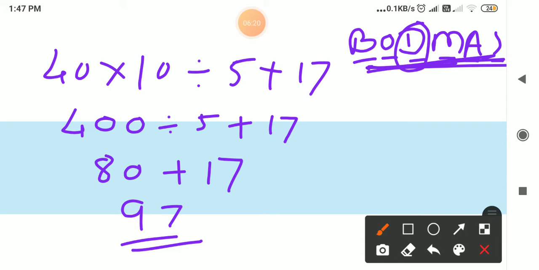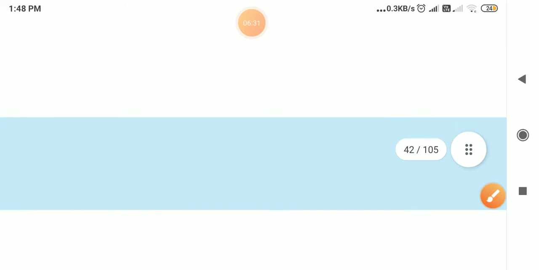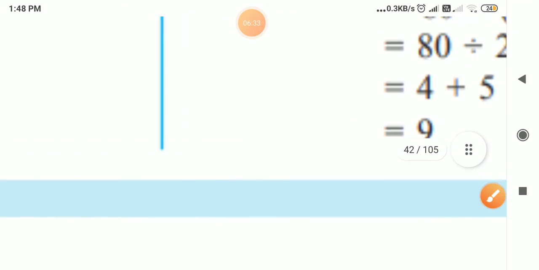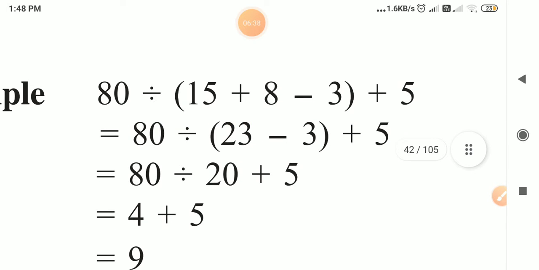This example, if it comes in the exam, how many marks will it carry? 2 marks, and each step carries half a mark in the exam. So for that you have to solve the example very carefully. It's easy, but if the rule is wrong, then it will be problematic. Now we will solve one more example.